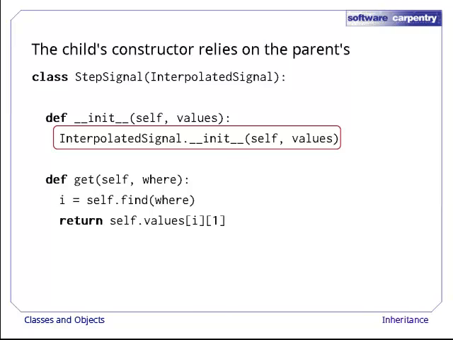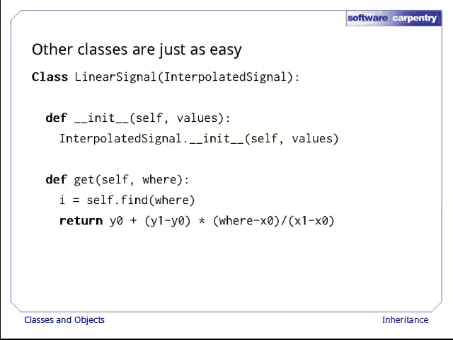The syntax InterpolatedSignal.__init__ is a bit clumsy, but the effect is pretty simple. StepSignal is asking InterpolatedSignal to do whatever it thinks it has to when it's creating a new object. And here's the new LinearSignal. Its constructor is the same. It just asks the parent class to do whatever it needs to do. The beauty of this is that there's now exactly one place to make a change when we need to. For example, if we want to change the kind of exception that's raised when someone tries to get a value for a point that's out of bounds, we change InterpolatedSignal.find and we're done.